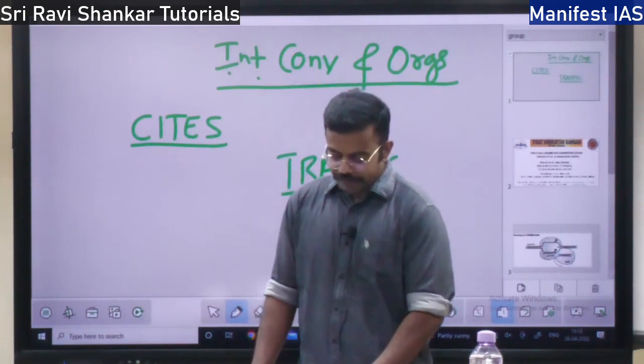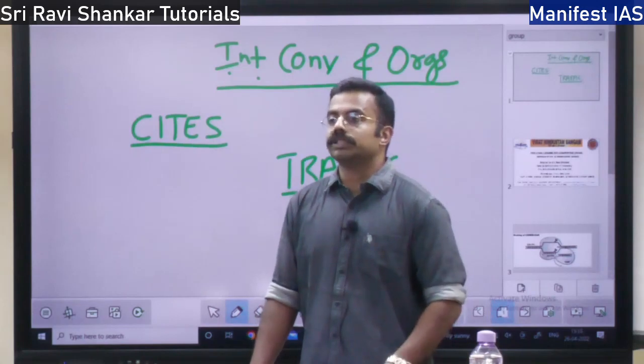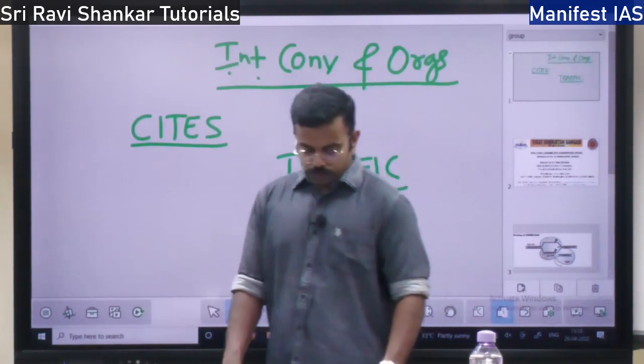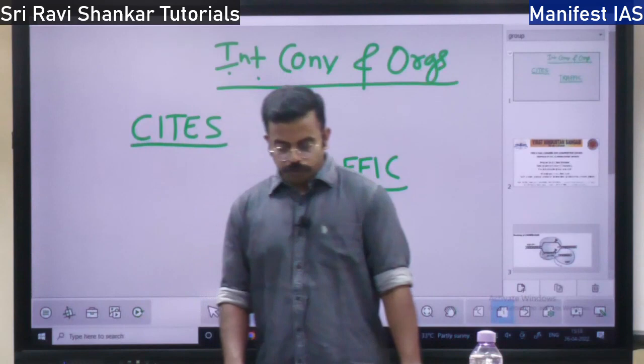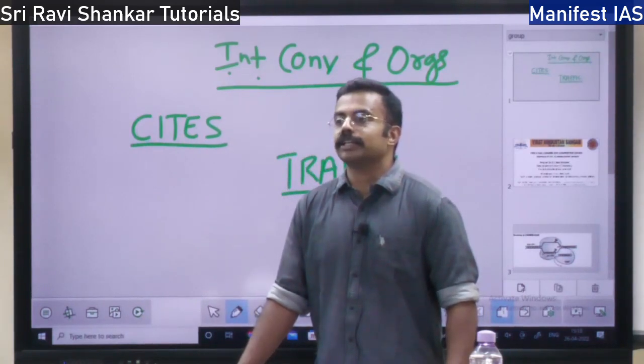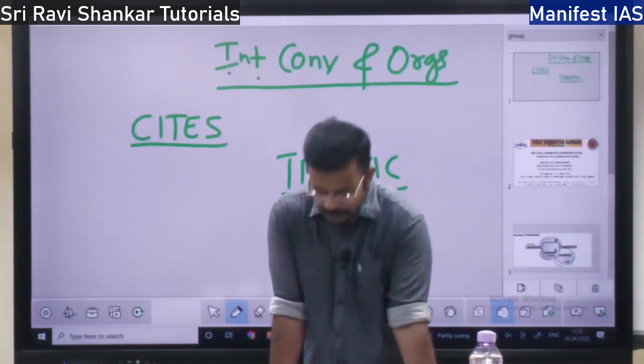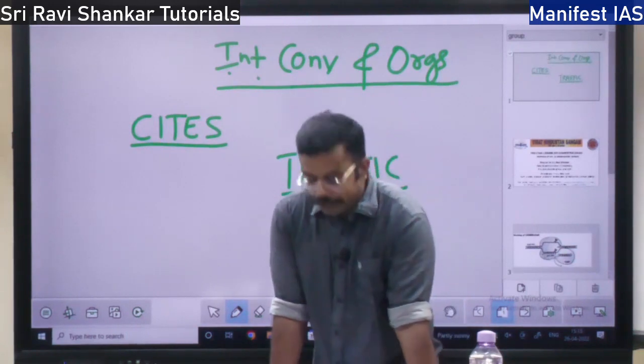So this also divides the animals into various groups. This is also Appendix 1, Appendix 2 animals. So the Convention on Migratory Species doesn't include plants. Where do plants migrate? They don't migrate, right? So it is only with respect to animals, birds and fishes, right? So Appendix 1.